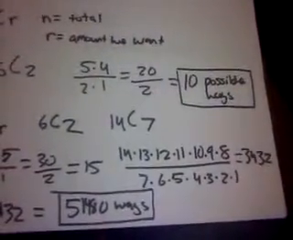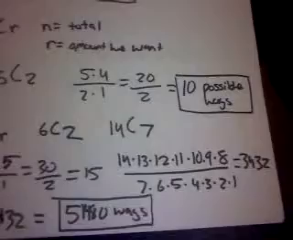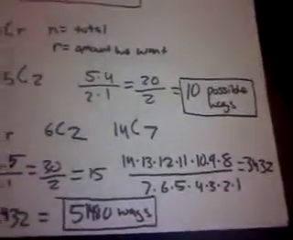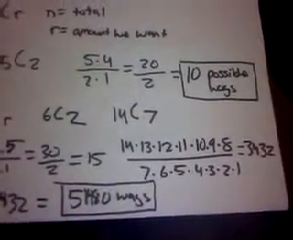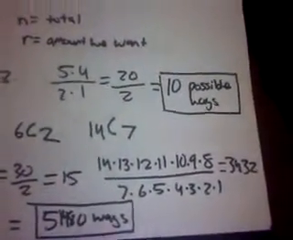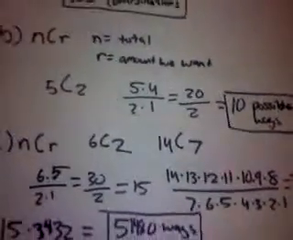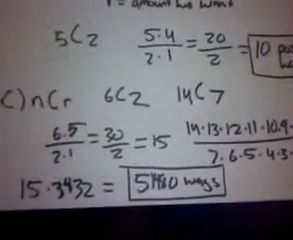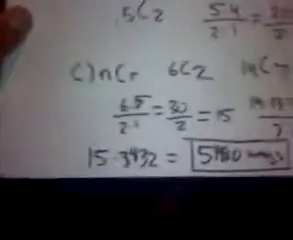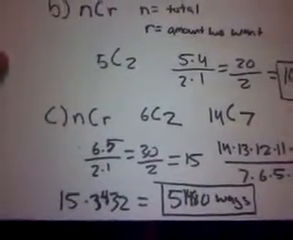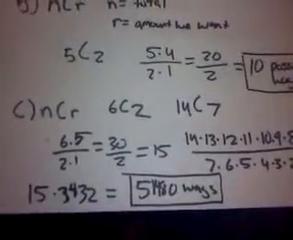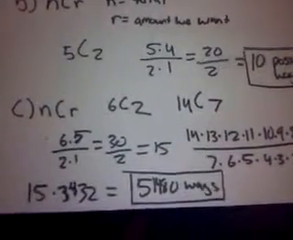You can see it's 14 times 13 times 12 times 11 times 10 times 9 times 8 over 7 times 6 times 5 times 4 times 3 times 2 times 1. It's preferable that you use your calculator for this, so you won't have to plug in all the numbers. And you'll end up with 3,432. Now, since we're trying to figure out the possibilities of both, we're going to have to multiply these two together. So 15 times 3,432, you end up with 51,480 ways or possibilities of chips and candies they can get.